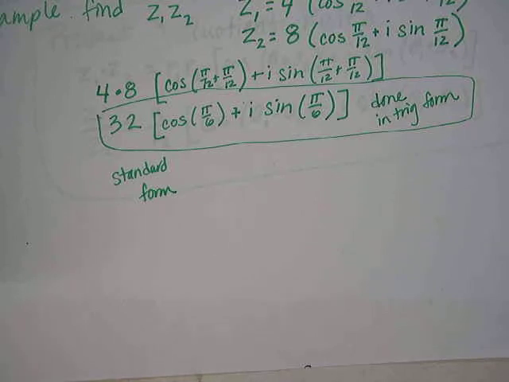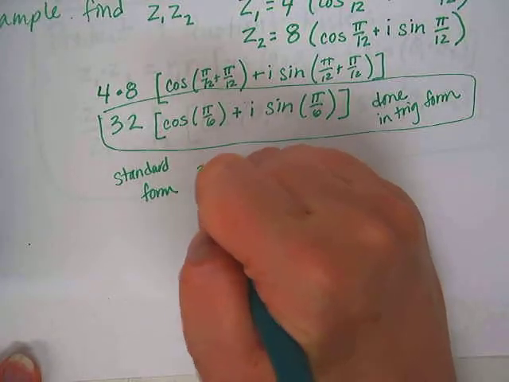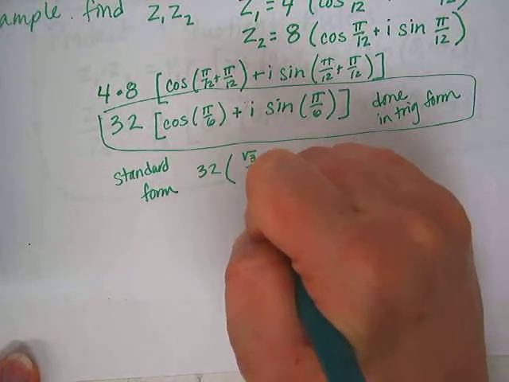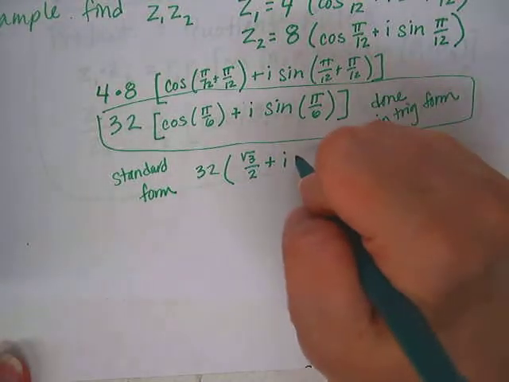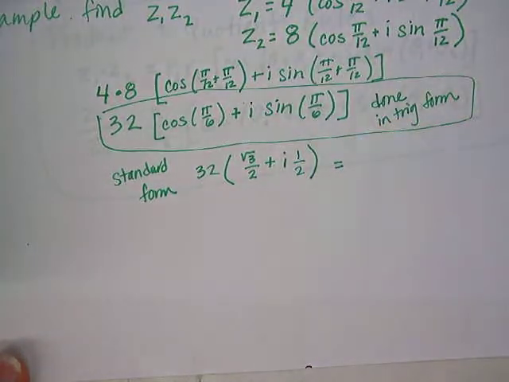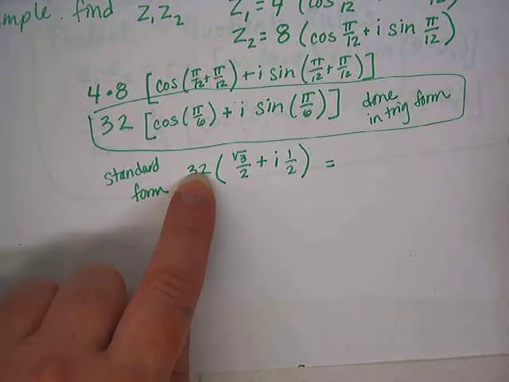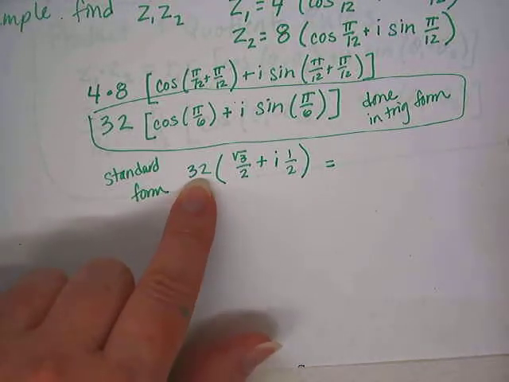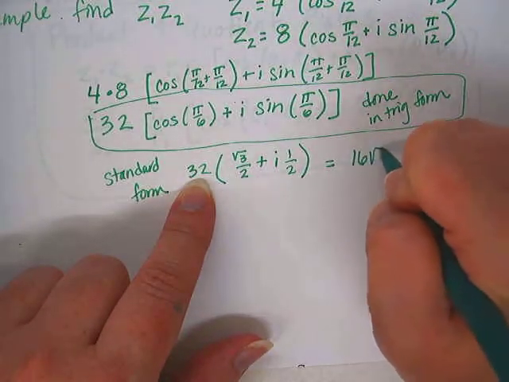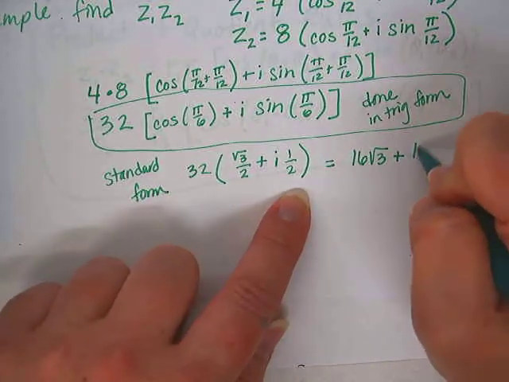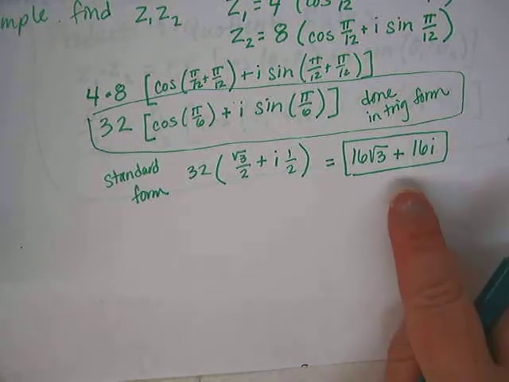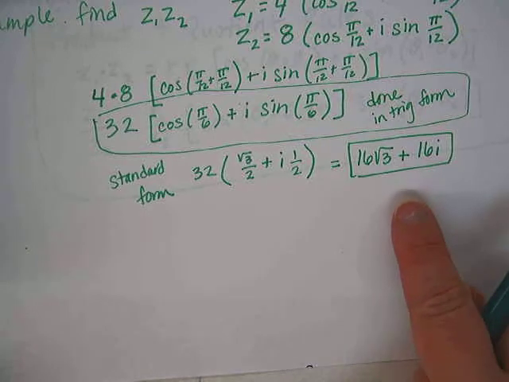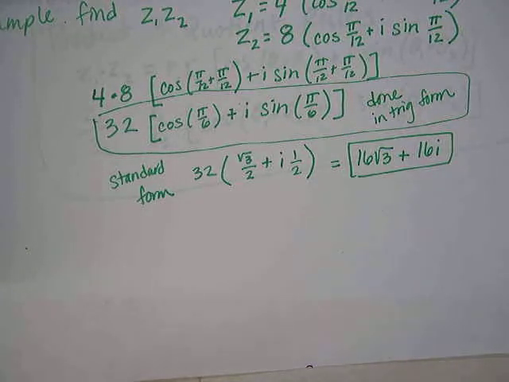We just learned how to do this. So we need to find the cosine of pi/6. What would that be? 30 degrees, so cosine is square root of 3 over 2. So 32 times square root of 3 over 2 plus i times the sine of 30, which is 1/2. We have to distribute the 32, and the 2's on the bottom will divide into the 32. So we'll be left with 16 square root 3 plus 16i, and there's the standard form.